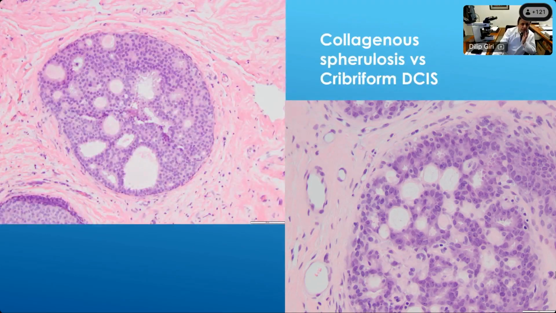So here is to compare collagenous spherulosis with cribriform DCIS. You can see that some of these cells which are lining these cribriform spaces actually show polarity, right? So there is a luminal border of these columnar cuboidal cells. So this is an important feature of DCIS. And that will not be present in collagenous spherulosis. Not to mention that these are neoplastic cells, whereas these are not. So that is something you have to be looking for, not merely the architecture.